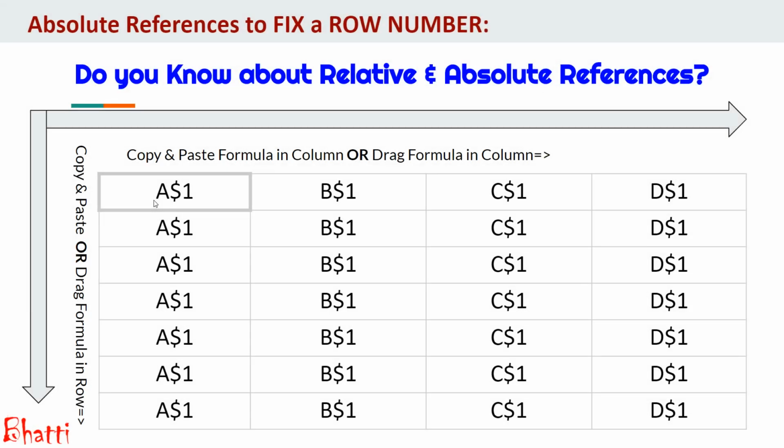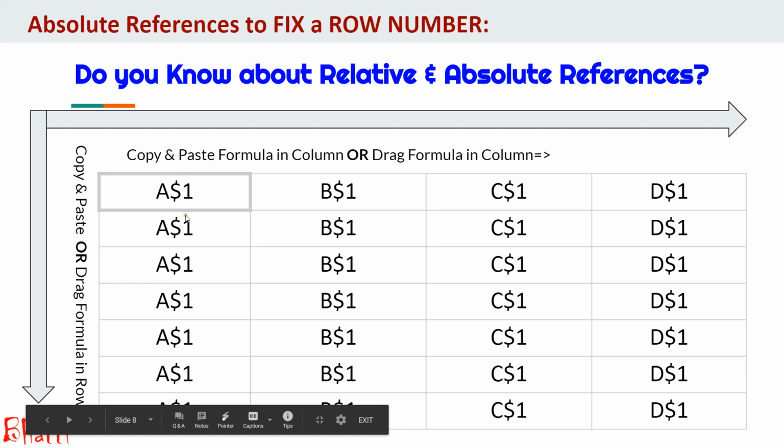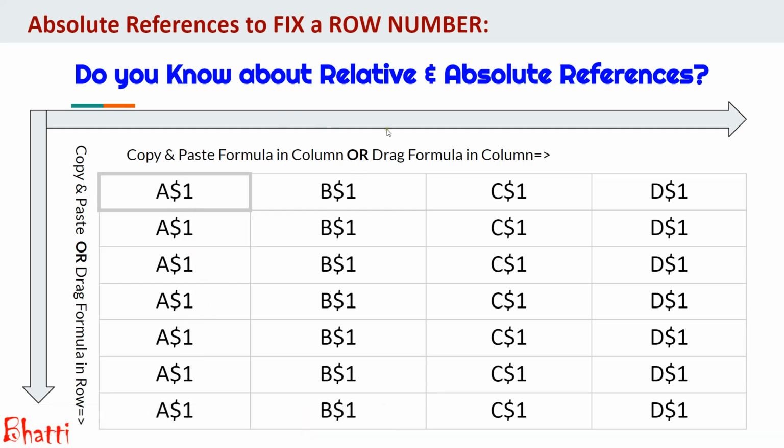Same here, to fix a row number, if I put the dollar sign before the row number, what will happen? The row number will not change. When I copy the formula from row 1 to another row, the row number will be the same. And if I copy the formula from one column to another column, the column letter will change.